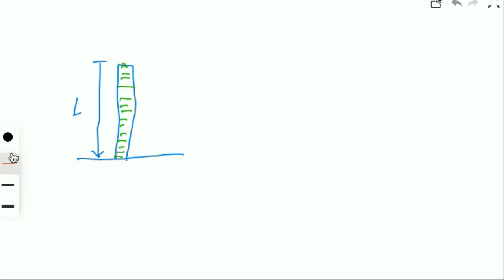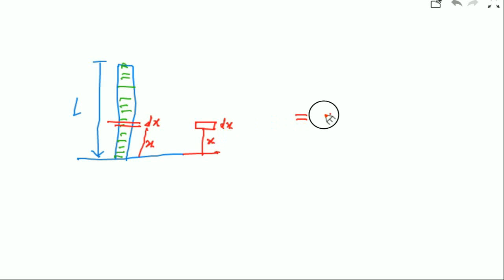So do one thing. Just take one element, dx, at distance x from the bottom. Now you have a dx mass here, which you can treat as a point mass, at x distance from the reference level. Then how to write the potential energy? Go for the potential energy of this element. Suppose the mass of the dx element is dm, then it is dm, g and x.